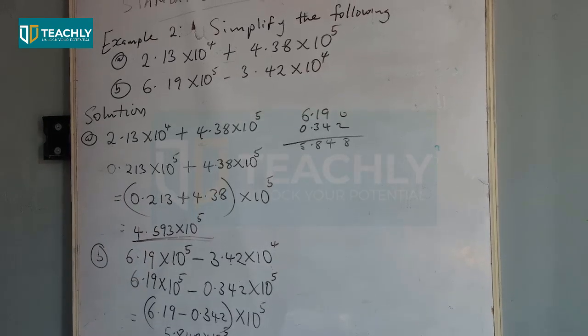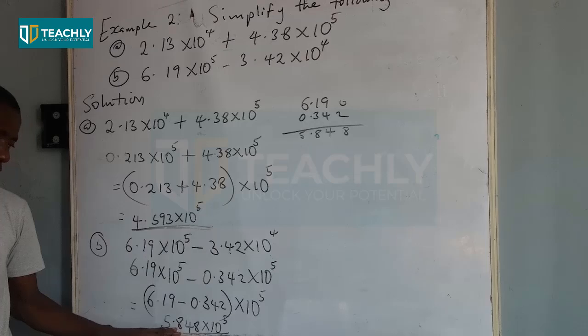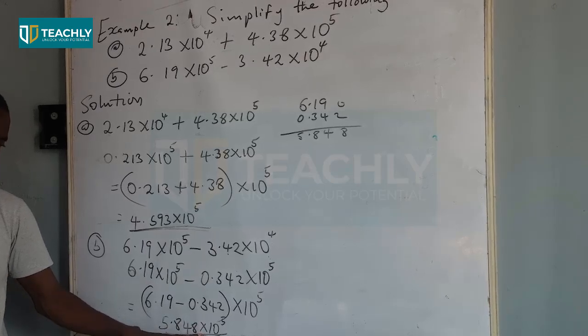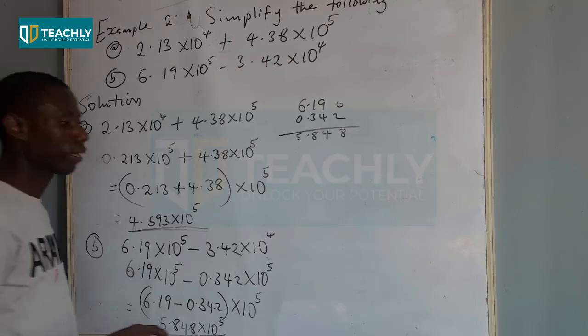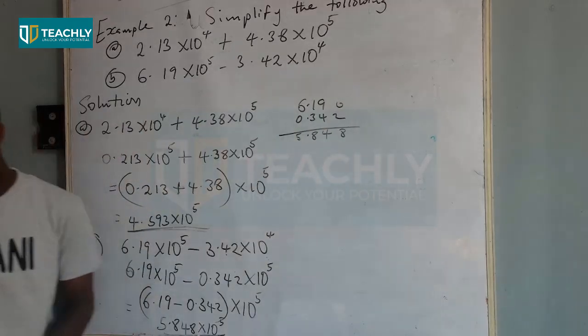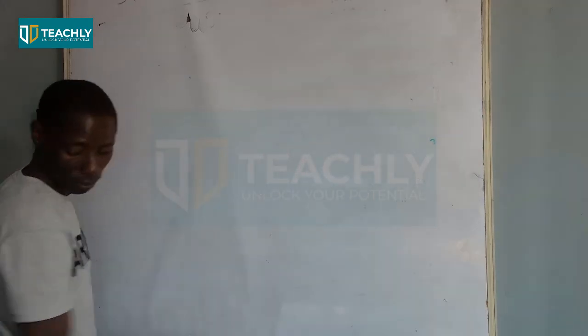So 5.848 multiplied by 10 to the power of 5. That is how to subtract numbers in standard form.